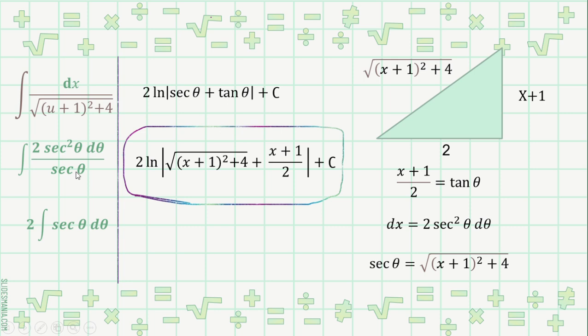So the integral of secant theta d theta will be ln of secant theta plus tan theta plus c. Now we substitute again with the real expressions, because secant theta is the root of (x plus 1) squared plus 4, and tan theta is (x plus 1) over 2, plus c.